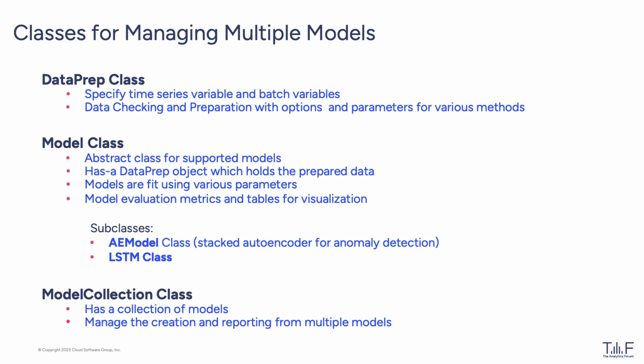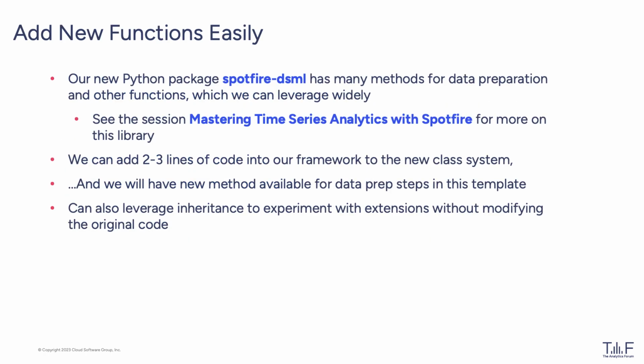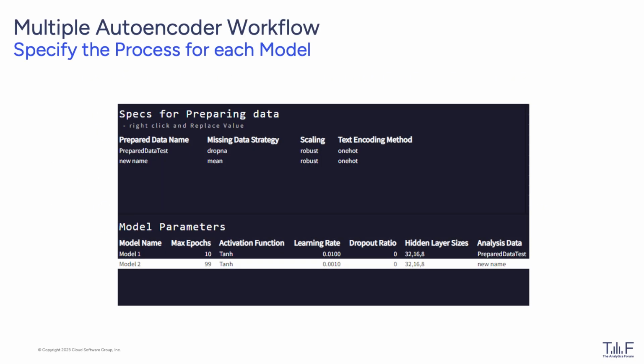The autoencoder model is the one we've been talking about primarily. But LSTM stands for long short-term memory. It's very effective in text applications, and here we're using it in a slightly different context. LSTM basically lets you use lagged variables. Lagged variables are very important. Also, on this slide, we wanted to call out our other session, Mastering Time Series Analytics with Spotfire, where we have a package of Python functions which, because of our class structure, you can integrate easily into the structure that this DXP provides.